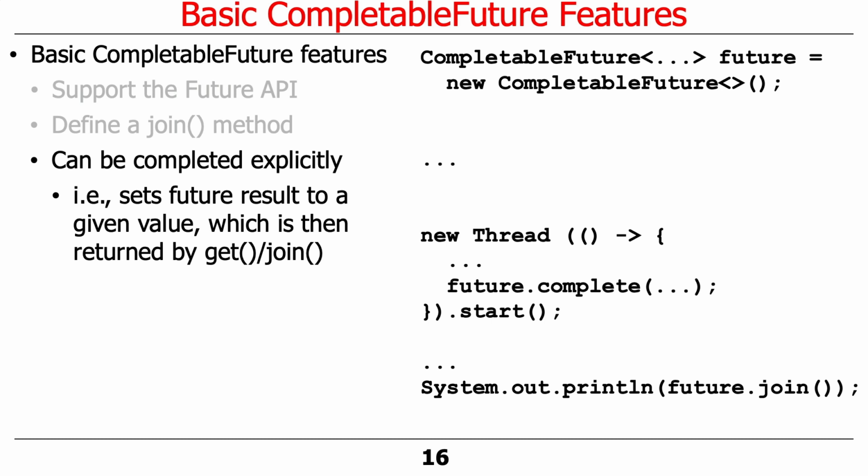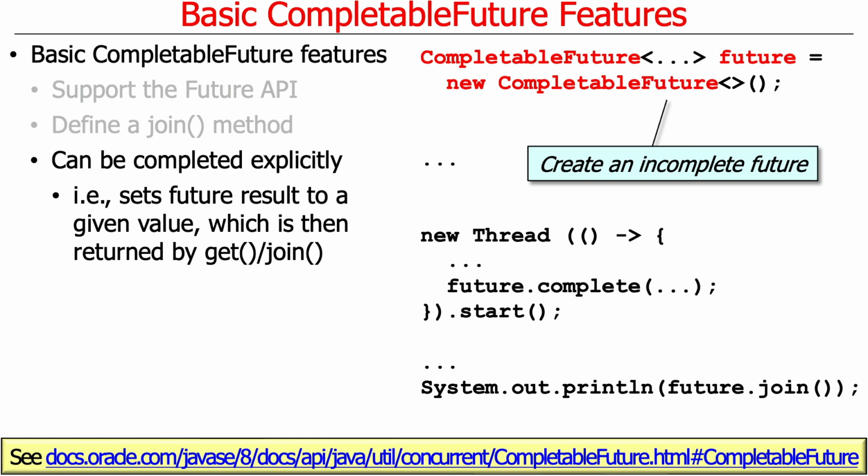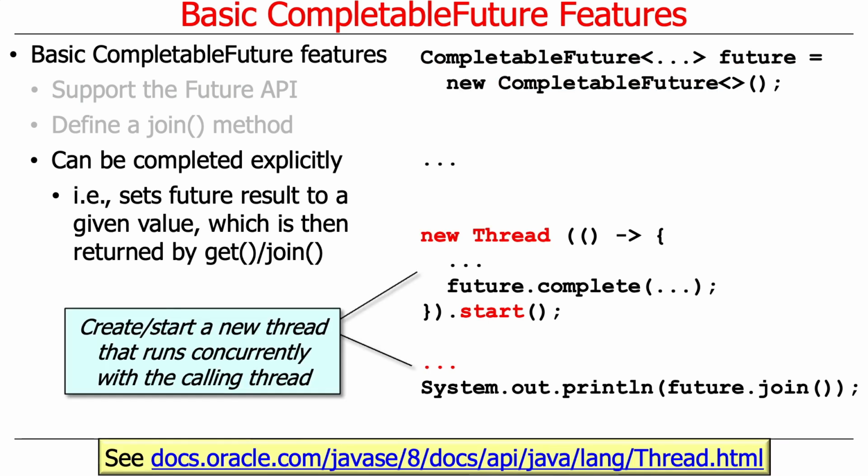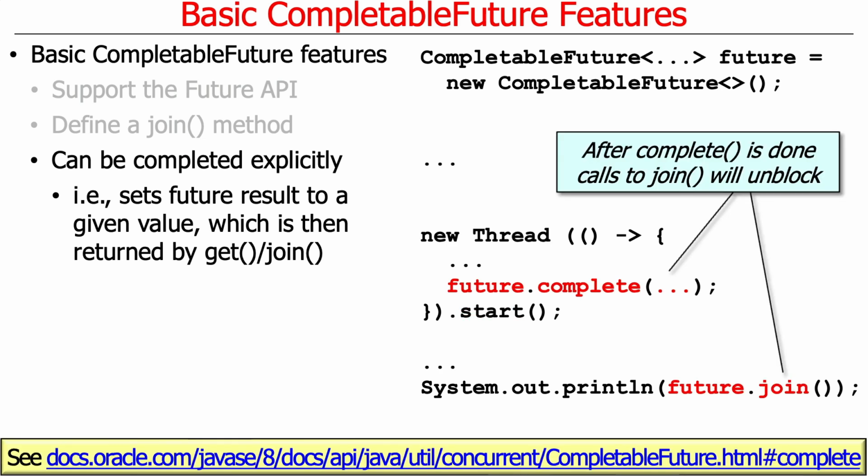Here's a simple example that's not unlike one we'll look at in more detail when we get into the actual code walkthrough. What you do here is you make an incomplete future, and then you can spawn a thread, which will, of course, run in the background somewhere. After that thread has been spawned, you can have that thread running concurrently with the calling thread, the main thread, and then at some point this future can be completed by explicitly completing it, and that will allow any calls to join, or get, if you choose to use get, which you should not do, to return at that point with the results of the completion.